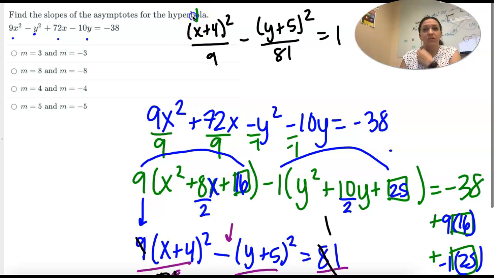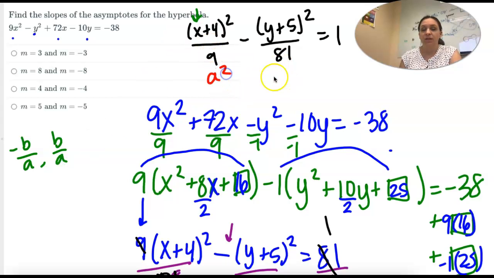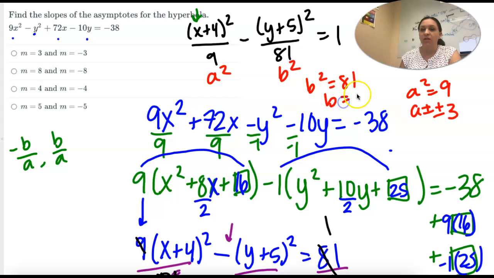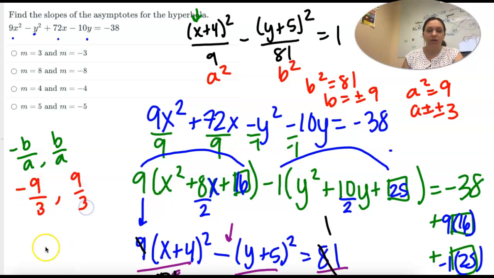Okay, so x comes first. That means we're transverse along the x-axis. That means our slopes are -b over a and b over a. Well, a squared always comes first when we're looking at hyperbolas. So a squared is 9, so a is plus or minus 3. b squared is 81, so b is plus or minus 9. So -9 over 3 and positive 9 over 3 reduces to -3 and 3.